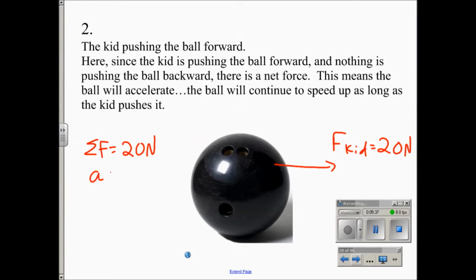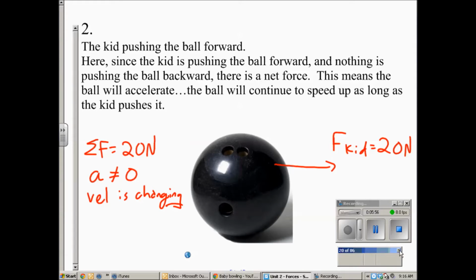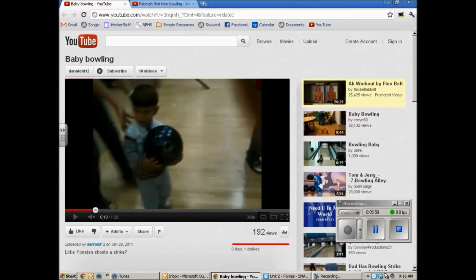So that means that because our net force is not zero, our acceleration is not zero, and the velocity is going to change, right? So the velocity is going to change from zero up to however fast the kid pushes the ball. If you're having a tough time visualizing this, here's a YouTube video. The quality on this is going to be sketchy because you're watching a video of a video, but it'll help you see what's going on here.